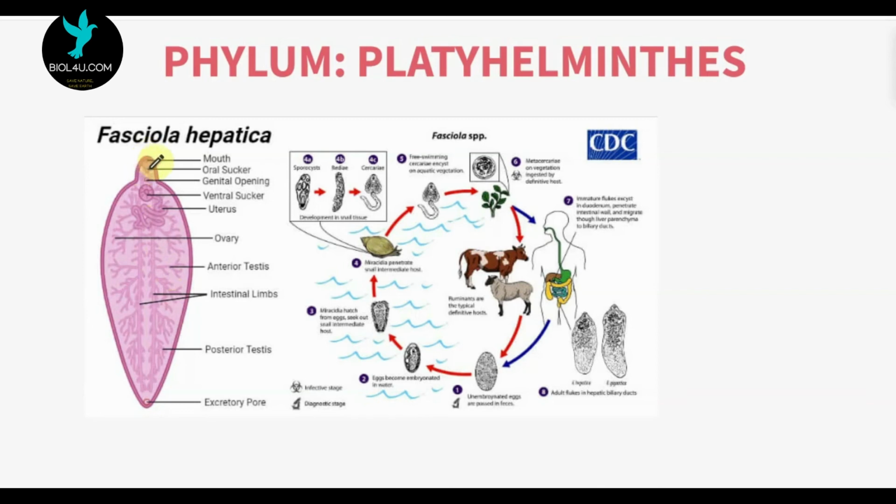It has two suckers. This is the oral sucker, having the mouth, and this is called the ventral sucker. Okay, so here inside, both male and female sex organs are present.